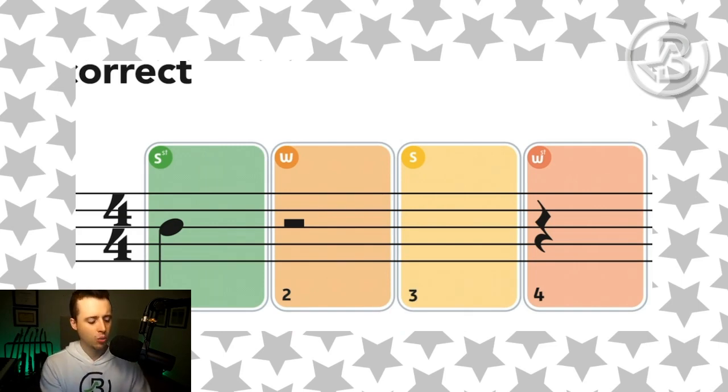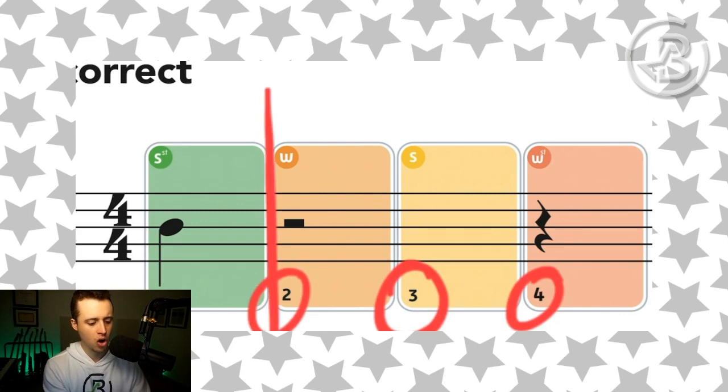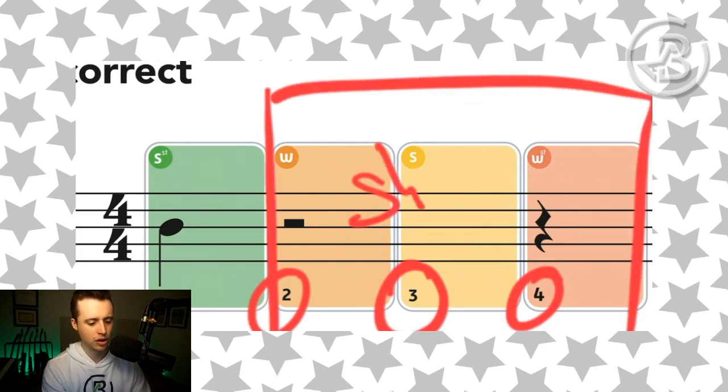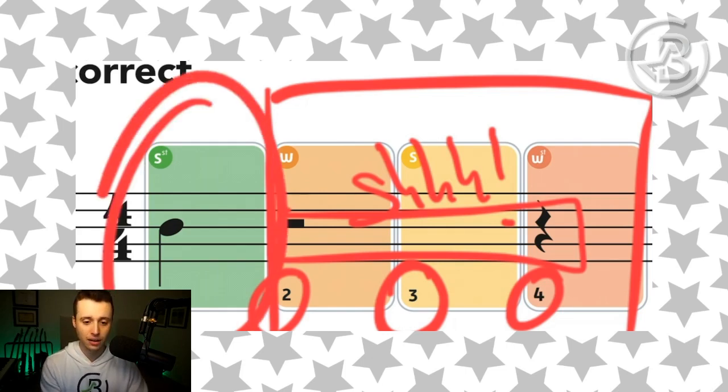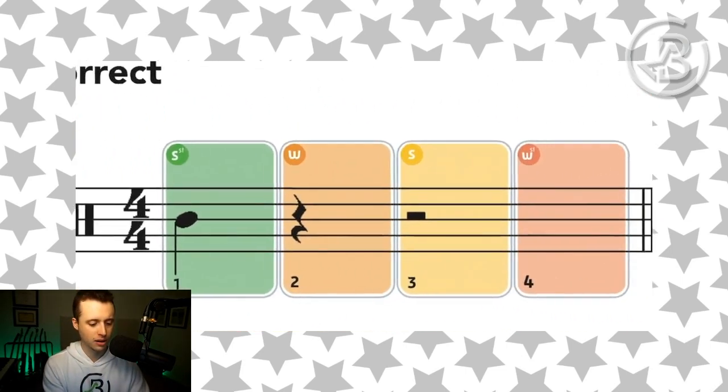Now, keep in mind that what we want here is 3 beats of silence, right? So beats 2, 3, and 4. These all have rests on them. We want rests on beats 2, 3, and 4. So we want one sound, one attack on beat 1, and then on 2, 3, and 4, shh, we want silence. So let's take a look at what that looks like when we write it correctly.